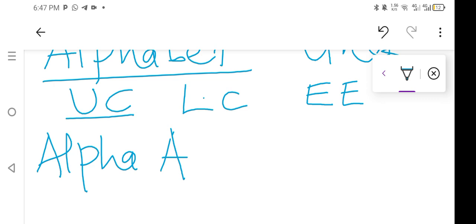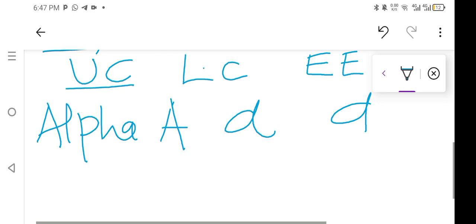And then the lowercase is very close to the English small letter A, but it's written like this. That is the lowercase, the small letter for the first letter of the Greek alphabet. And this is equivalent to the English letter A. If you're thinking of the pronunciation, think of the sound in the word father.